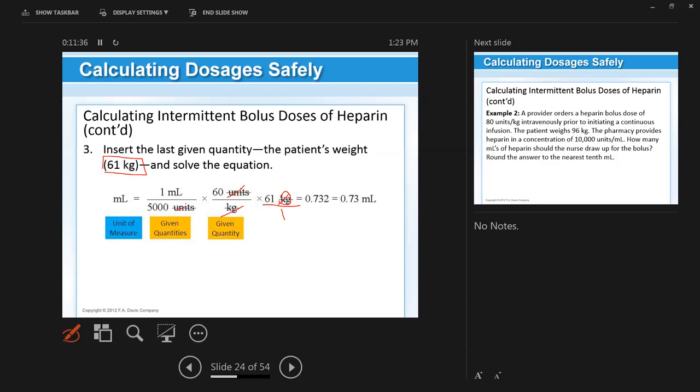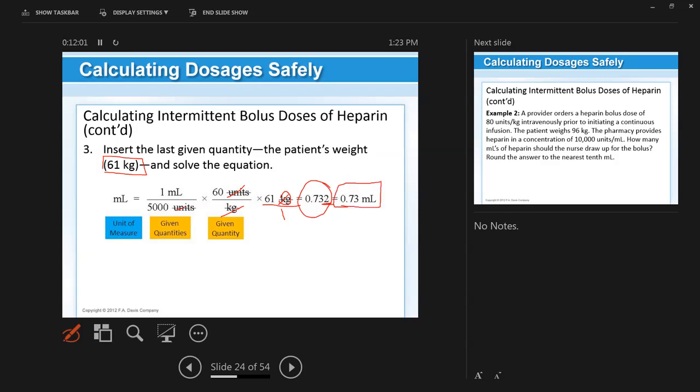We would take our calculator and take 60 times 61 divided by 5,000, and our answer is 0.732. Now, when we look back, our problem wanted us to round to the nearest hundredth. So we would look at that thousandths place. It is 4 or less, so we would stay at 0.73 milliliters.